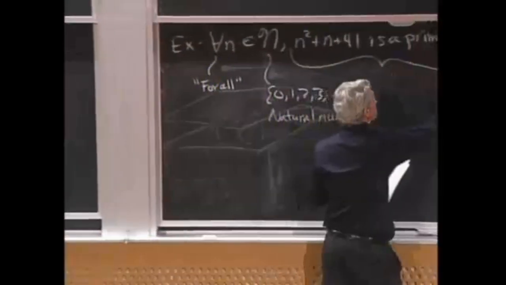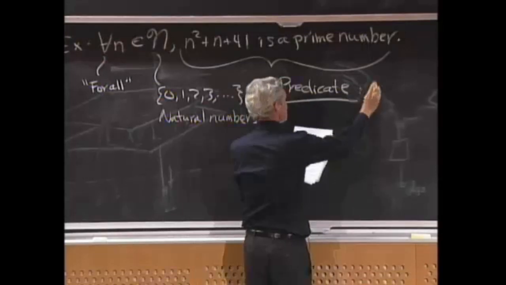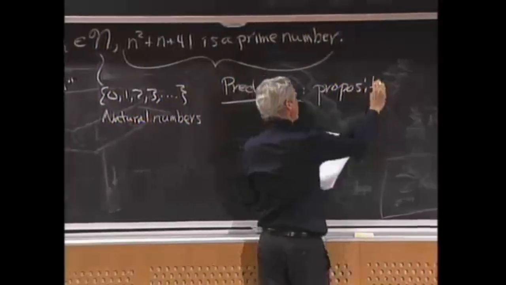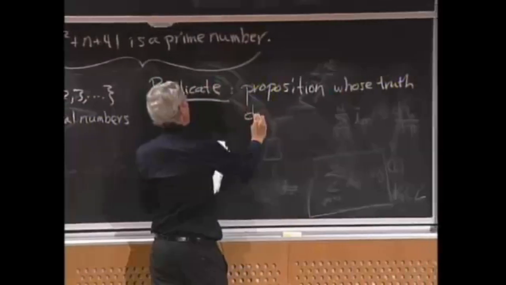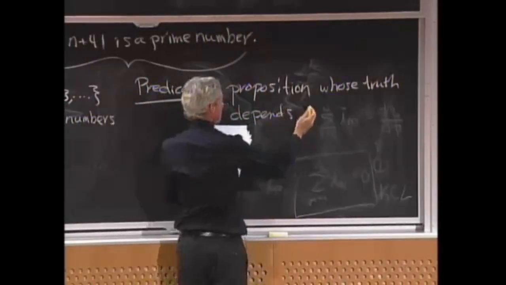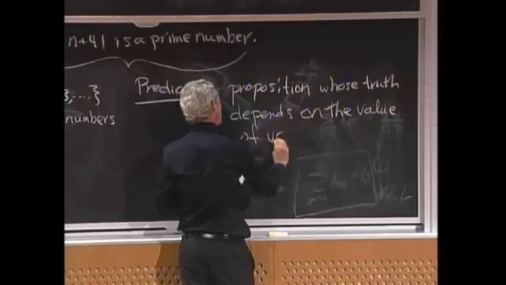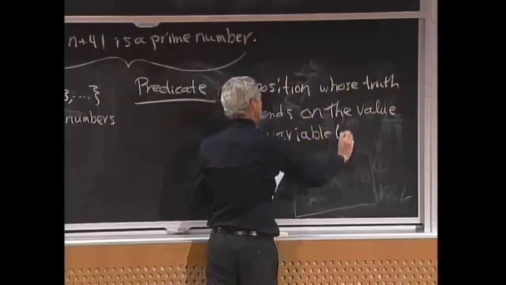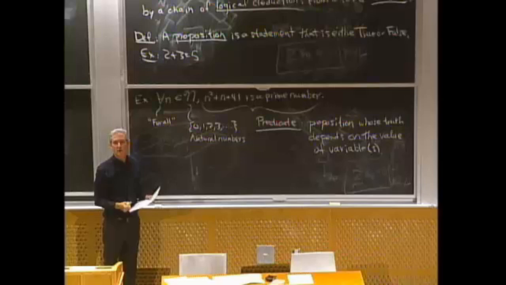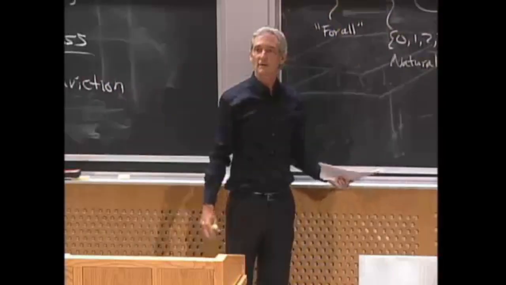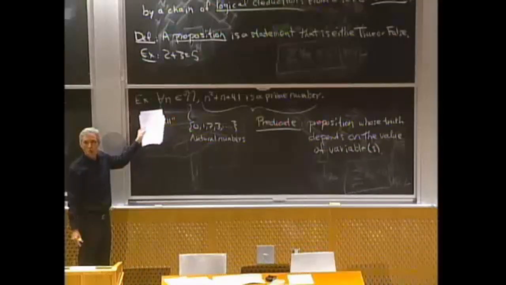Now, this part here is called the predicate. And a predicate is a proposition whose truth depends on the value of a variable. In this case, n. All right, this is referred to as the universe of discourse. It's the space of all things we're talking about. We're only talking about natural numbers here. This is called a quantifier. We'll see more quantifiers later.